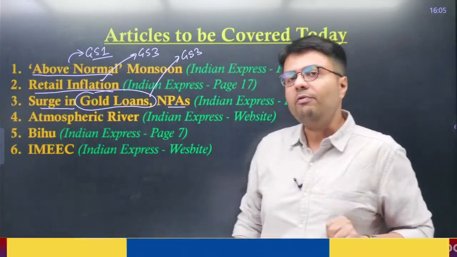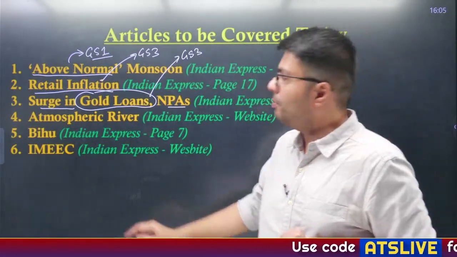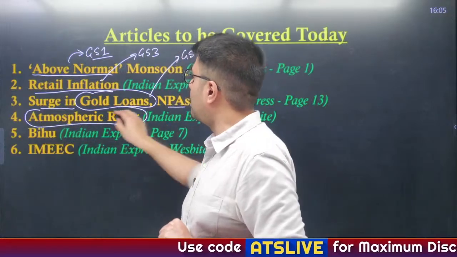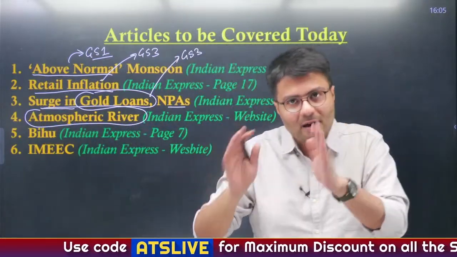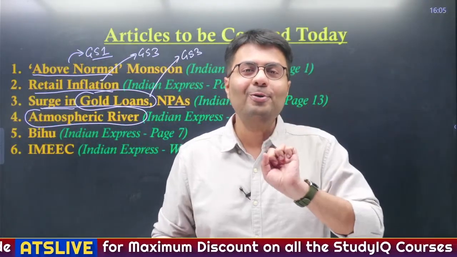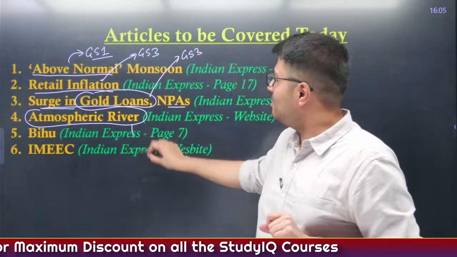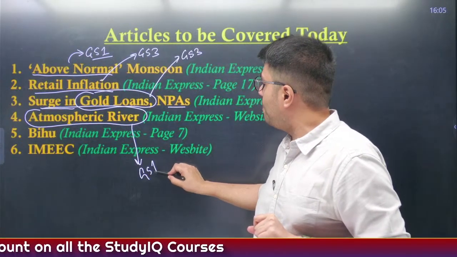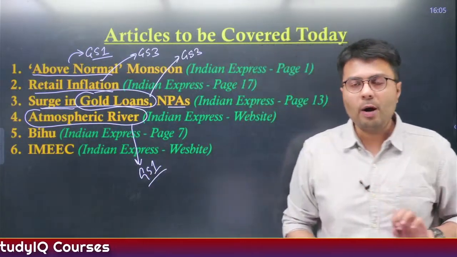In the fourth article, we'll be understanding an atmospheric phenomenon known as an atmospheric river. Is an atmospheric river literally a river, or is it something else? I'll tell you, not to worry, right? Now this again is related to geography. So the relevant paper is paper 1. This is related to hydrology.